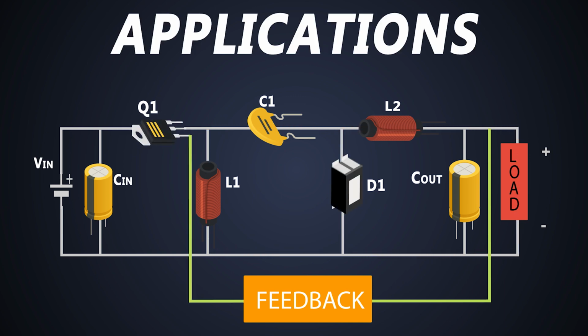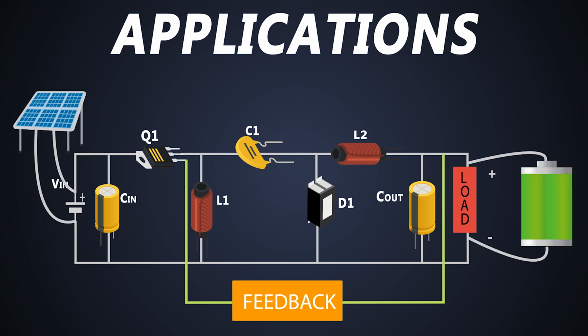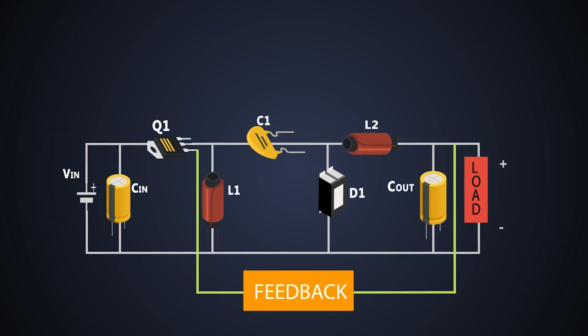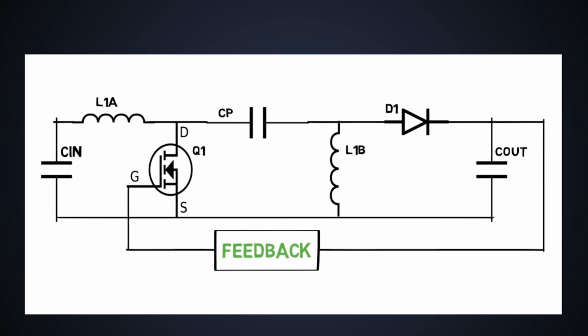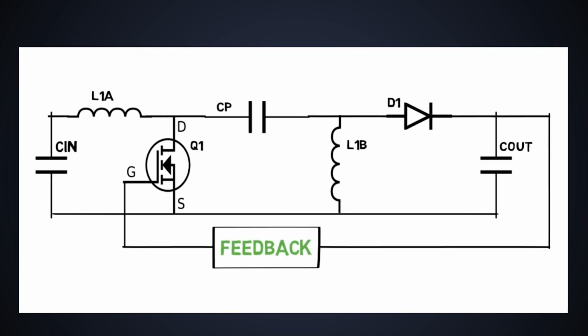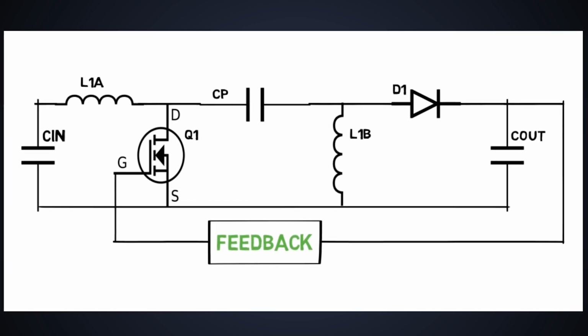This type of DC to DC converter can be used in the maximum power point tracking of a solar panel, just like a buck boost converter. Well, this design is identical to the SEPIC converter. So we will check the advantages and disadvantages of the Zeta converter by comparing it with the SEPIC converter.